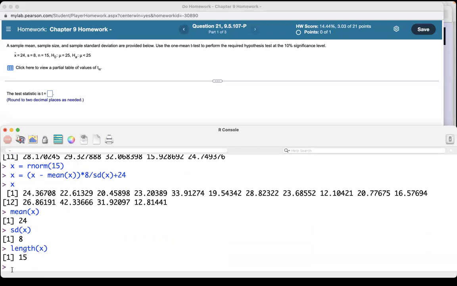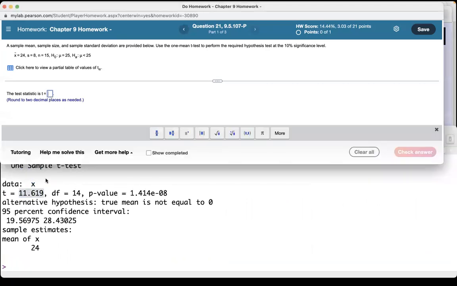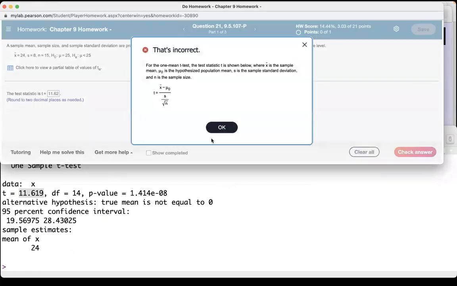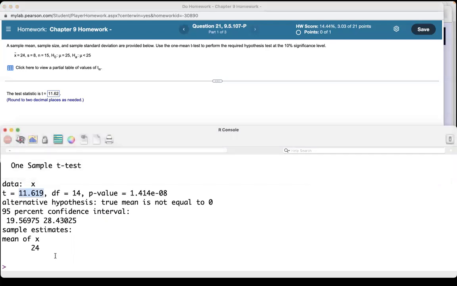Okay, and so now we can use this data set X for this problem. If I want to compute the test statistic, it is going to be 11.619. We want to round it to 2 decimal places. That's 11.62. And it's telling me I'm wrong, and that's because I ran the wrong test. So let's think about this here.